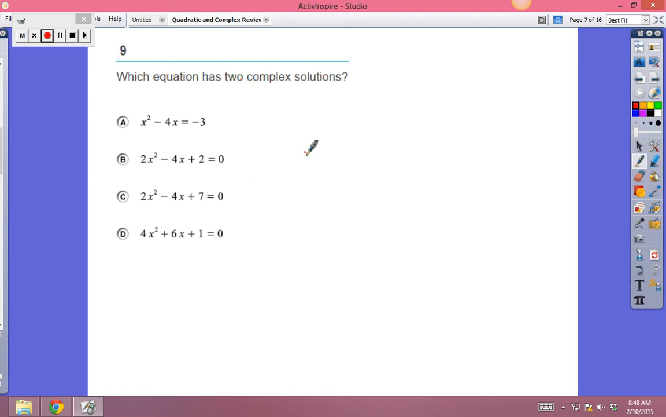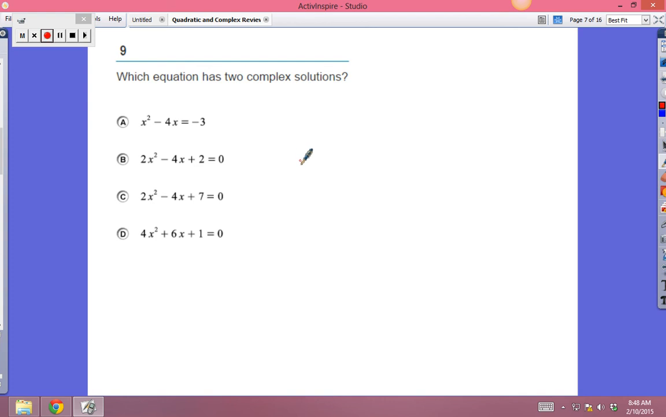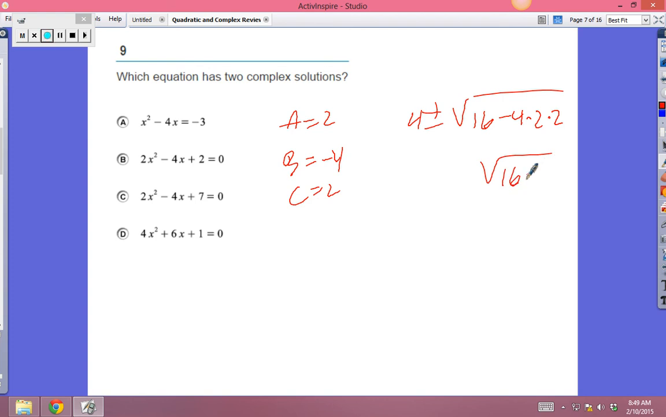B, let's look at B. A is 2, B is a negative 4, C is 2, so x equals a negative B, plus or minus the square root of B squared, that's going to be 16 minus 4 times 2 times 2, and 4 times 2 is 8 times 2 is 16, so under the square root, it's going to be 16 minus 16, so that's 0, and that's a real number, so far we're safe there.